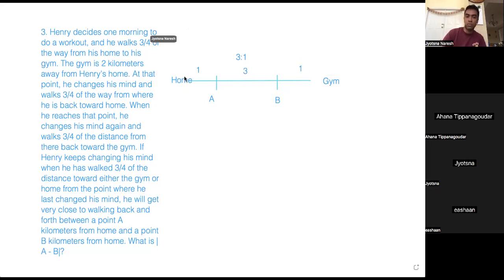So we want to split the entire distance in a 1:3:1 ratio. And that would give us a point where if I go from here to home, I would be going 3/4 of the way, and if I go from here to the gym, I'd be going 3/4 of the way to get to B. Now, if the total distance is 2 kilometers, I can divide that by 5, which is 3 plus 1 plus 1. That gives me 2/5. Then we multiply by 3 for the center portion. So it gives us 6/5, or 1 1/5. And that's the distance from A to B here.